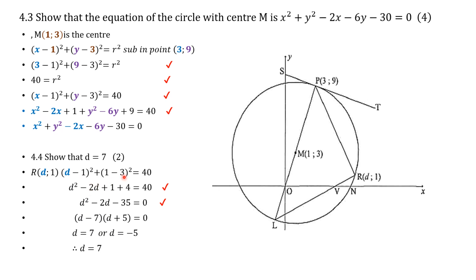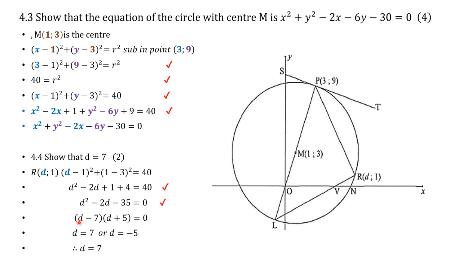1 minus 3 is 2, negative 2 squared becomes positive 4, equal 40. So I have d squared minus 2d, 1 plus 4 is 5, but 5 minus 40 gives me minus 35. So 1 mark there for correct multiplication, 1 mark here for standard form.